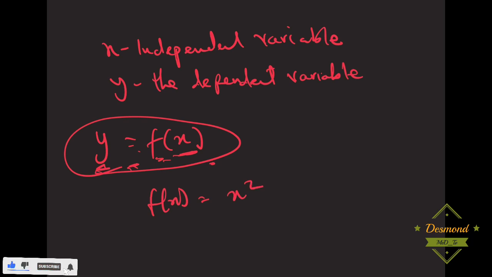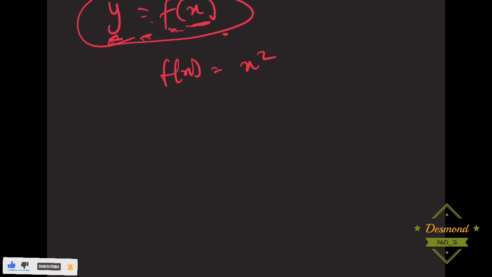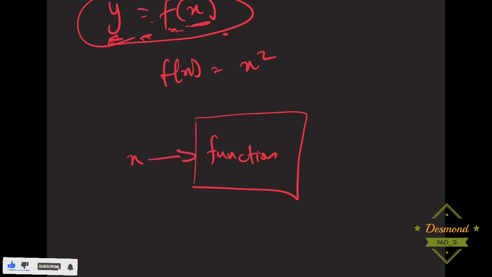Now let's look at some visualizations. The first visualization is if I have this as a function. Let me write this function right here. What goes into it is x, which is the input, and what comes out is the output, which is f of x, sometimes y. So this function can be visualized as an input-output device. That's how we do it.